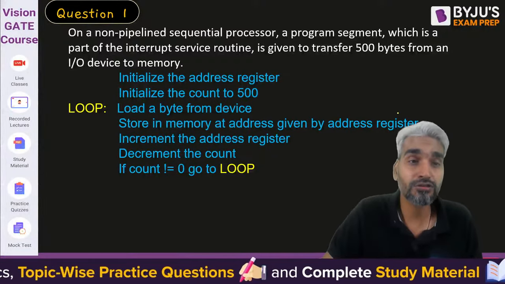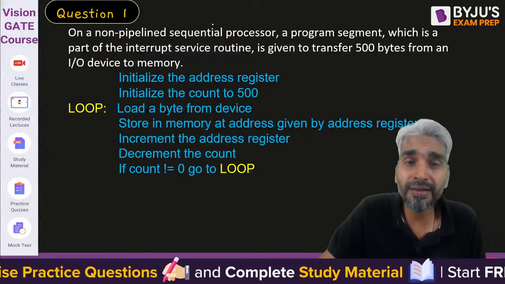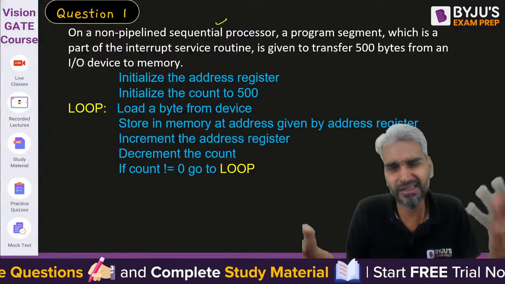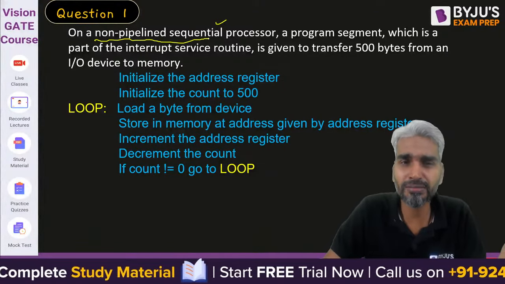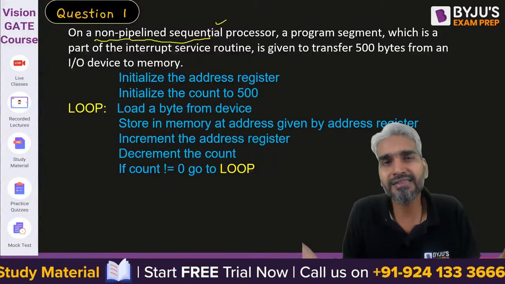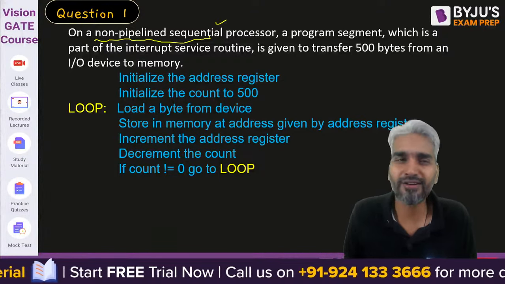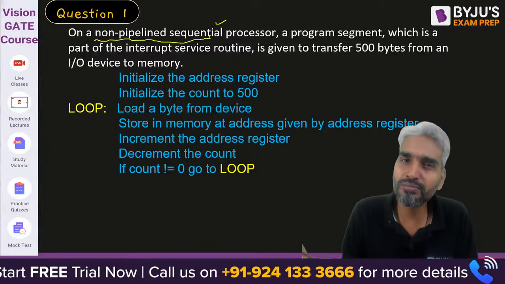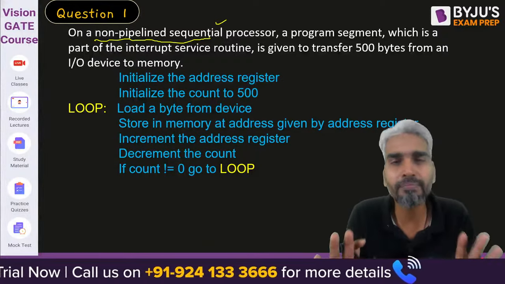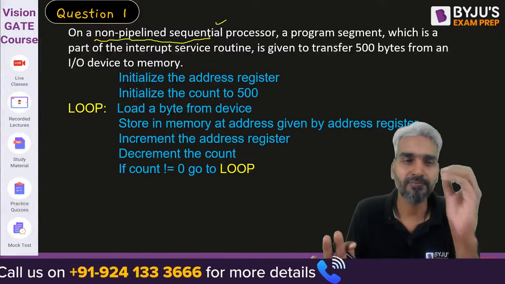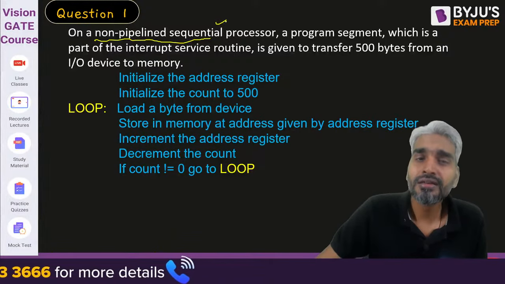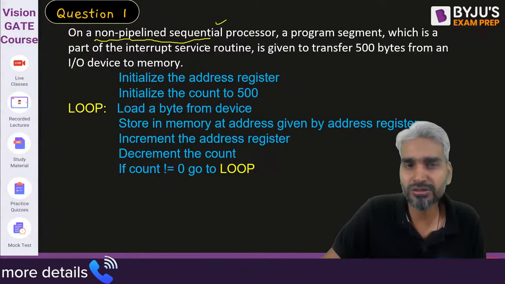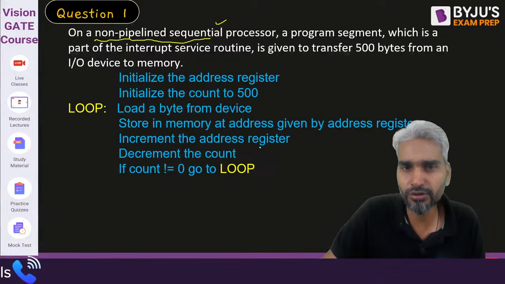That's the logic, so please try to understand. A non-pipeline sequential processor: obviously, if nothing is given, this is just to confuse. By default, we assume that processors are non-pipelined only. So there is no significance of this term in this particular question. On a sequential processor, all instructions will be executed one after another.